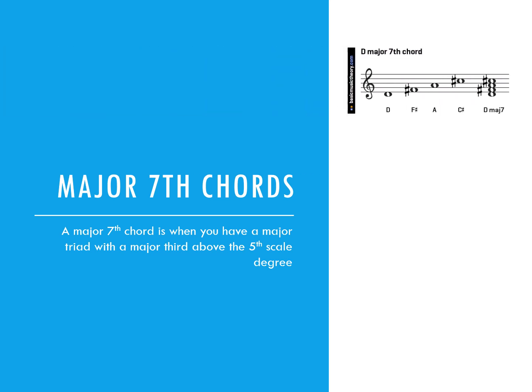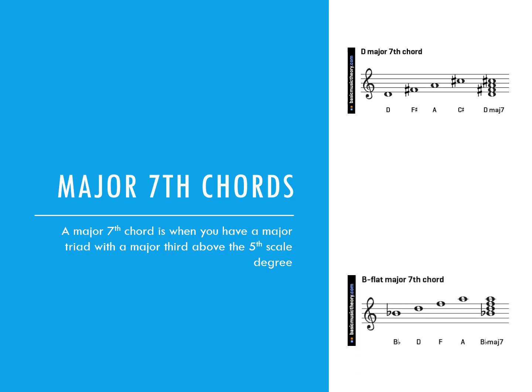For example, to make a D major triad, you need the notes D, F sharp, and A. Then, to make a major third above the fifth scale degree A, you need a C sharp. Thus, making a D major seventh chord: D, F sharp, A, and C sharp.